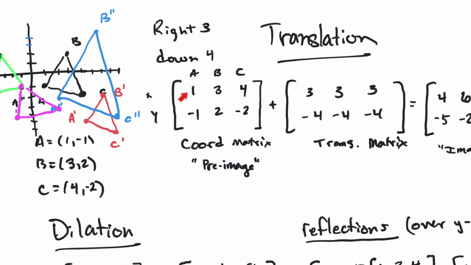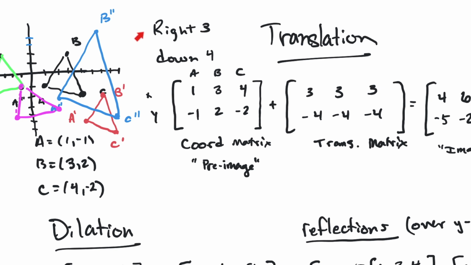Point A is the point 1, negative 1. You can see that right here. So you go over 1 to the right for X and down 1 for Y. For B, we did 3, 2. You can see that one here. And then 4, negative 2, so we go over 4 and down 2 to find C. And this is the original matrix. When I grade your assessments, one of the first things I'm going to look for is, did you have the original coordinate matrix written down properly?